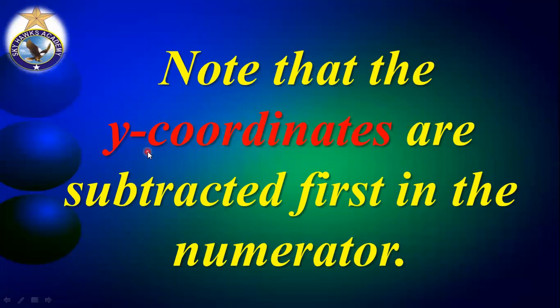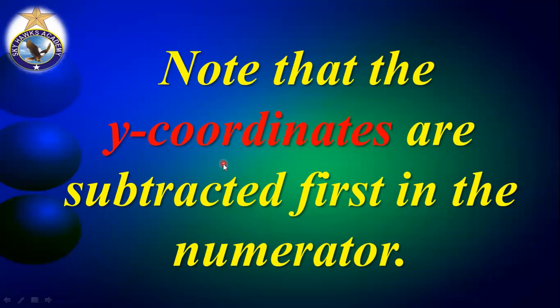Note that the y coordinates are subtracted first in the numerator. So this is the most important step. Sometimes when we are in a quick time, we are just doing the reverse of that. This thing must be in your mind all the time: note that the y coordinates are subtracted first in the numerator. We will have to start from the numerator. If you are reversing that, you will not get the right answer.